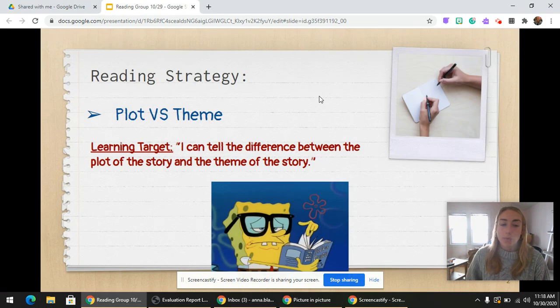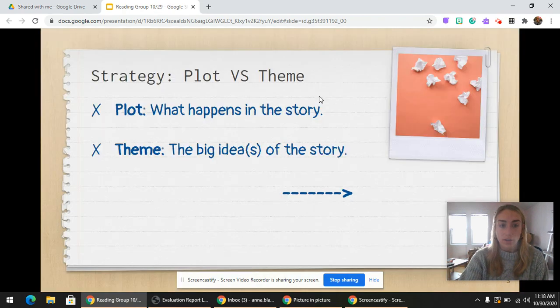All right, so today we're going to be talking about telling the difference between the plot of the story and the theme of the story. Whenever you're reading a nonfiction or a fiction text, there's going to be a plot and a theme, and these are important to our understanding of the different things we read and what we take away from what we read. The plot is simply what happened in the story.